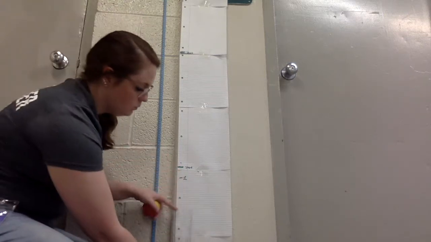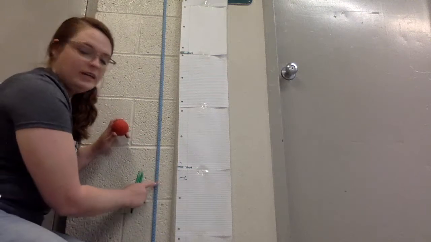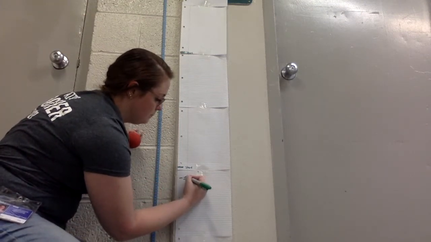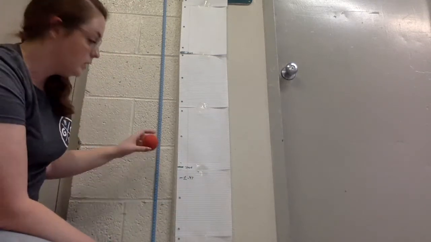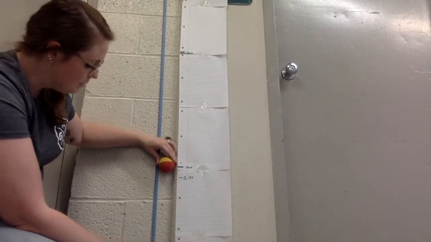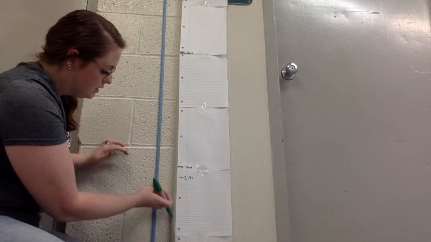Oops. I could use my ruler and measure up and see how many centimeters that is. But since I already have it right here, I'm going to mark trial 1, 47. Okay? Then I'm going to go again. So if we're going to go for trial 2, I'm going to start again at 50 centimeters. I'm going to drop it, catch it.